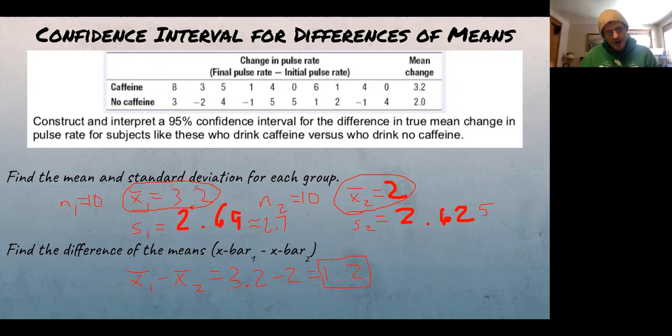So we took a sample of caffeine, we took a sample of no caffeine, we got the difference between those averages, and now we're going to see where the true population difference might be. And so, taking care of the point estimate, we need to figure out this margin of error on either side of it. So that's our next step. But before we can do that, we need to talk a little bit about sampling distributions for differences of means. And that's the next page, but make sure you've got these numbers written down.